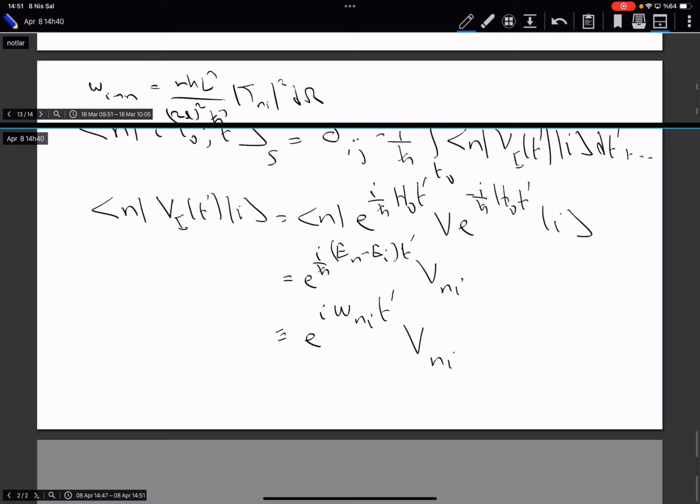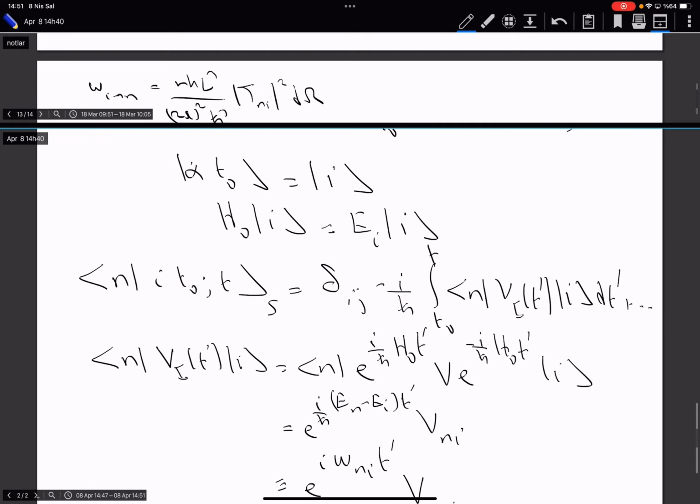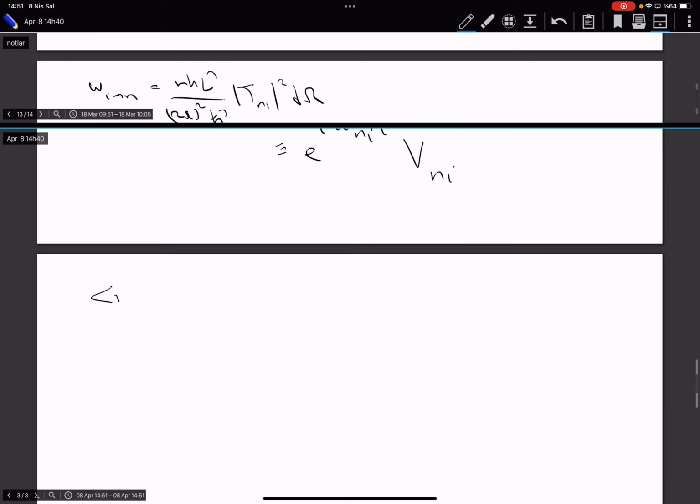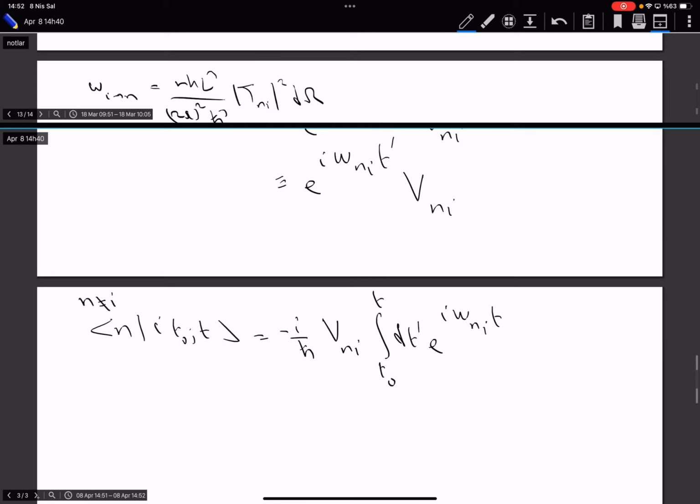So this is the matrix element we have. If you go back to this matrix element, assuming n is different than i, we are just looking at transitions to other states. This would be minus i over h bar V_ni integrated from t0 up to t. So this was the amplitude.